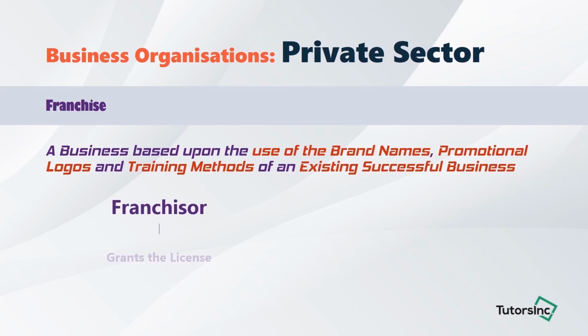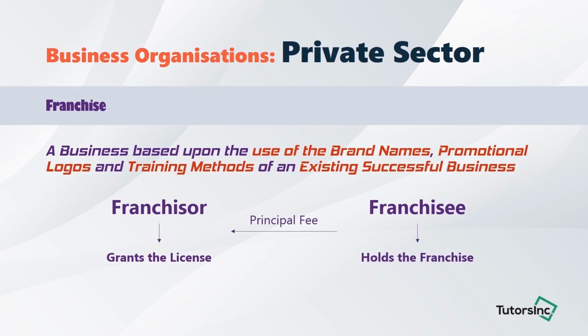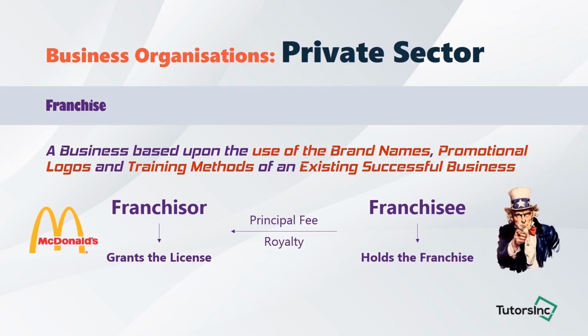At one end is a franchisor who grants the license, while at the other hand we have the franchisee who holds the franchise. The franchisee pays a principal fee for taking the rights from the franchisor. Along with that, they also pay the franchisor a royalty in the form of a percentage of the profit. For instance, if you bring McDonald's to Bangladesh, McDonald's would be the franchisor while you would be the franchisee. And this marks the end of our lecture on the types of business organizations in the private sector.